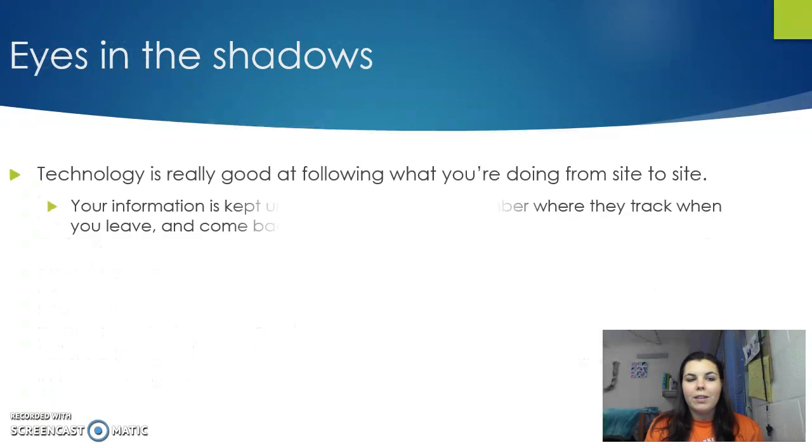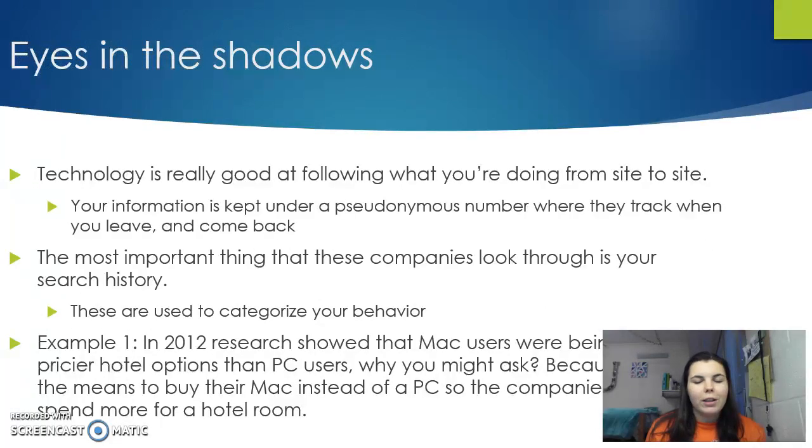Eyes in the shadows are the names that they call when the companies are watching you and watching your moves. So technology is really good at following what we're doing from site to site. Your information is kept under a pseudonymous number where they track when you leave, when you come back, what you click on, things like that. The most important thing that these companies look through is your search history. These are used to categorize your behavior, sort of like what they do when they do marketing, when they look at, oh, this is what these people have been buying recently.